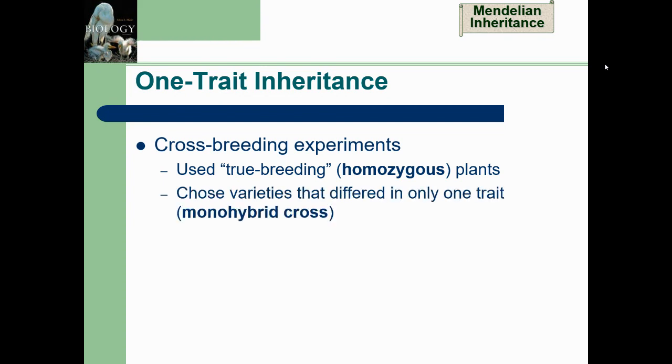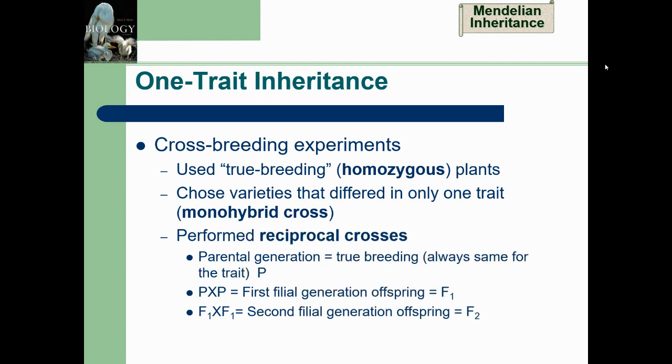He only chose the varieties of plants that differed in one trait. So he ignored all the other traits and focused on one trait at a time. We call those monohybrid crosses. Mono is a single trait, and a hybrid is something that comes from two different parents. So two different parents that were the same, homozygous for the one trait. And he crossed those and crossed those.